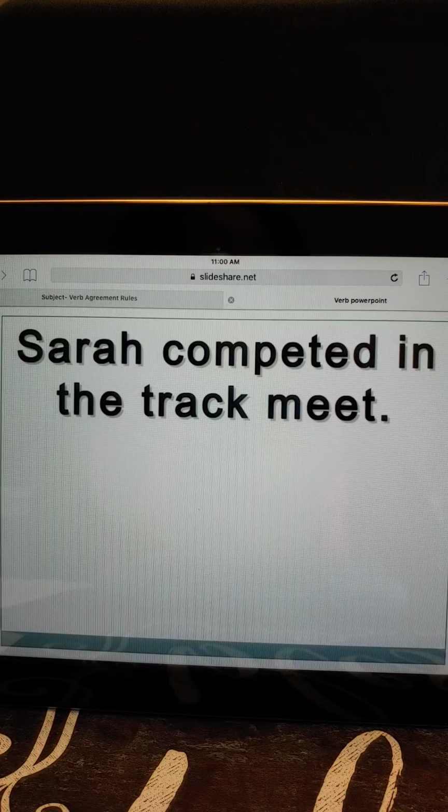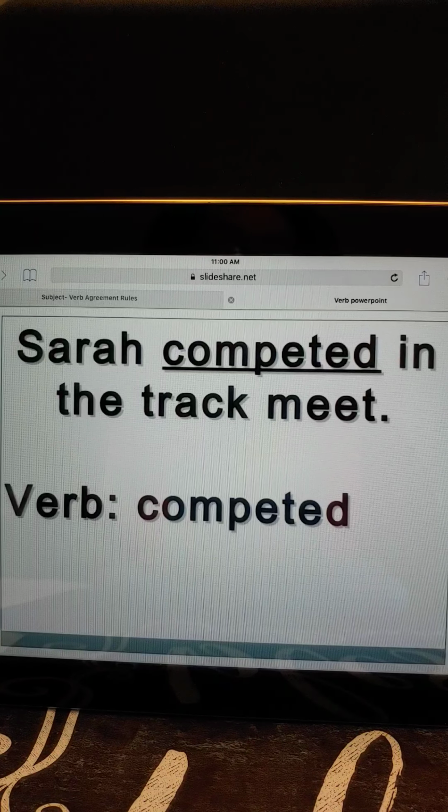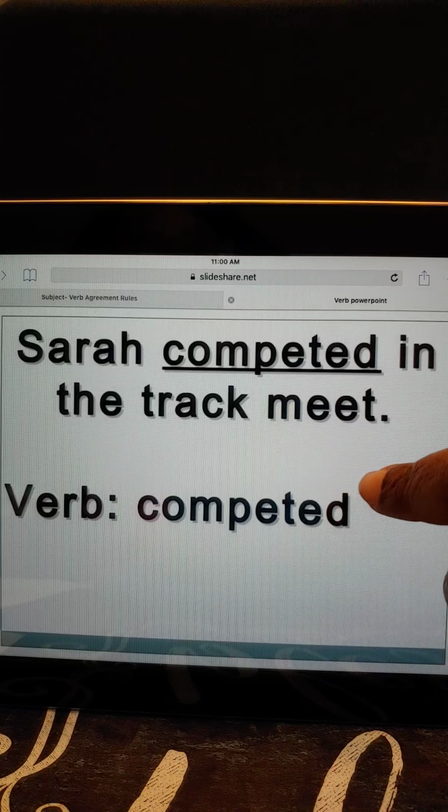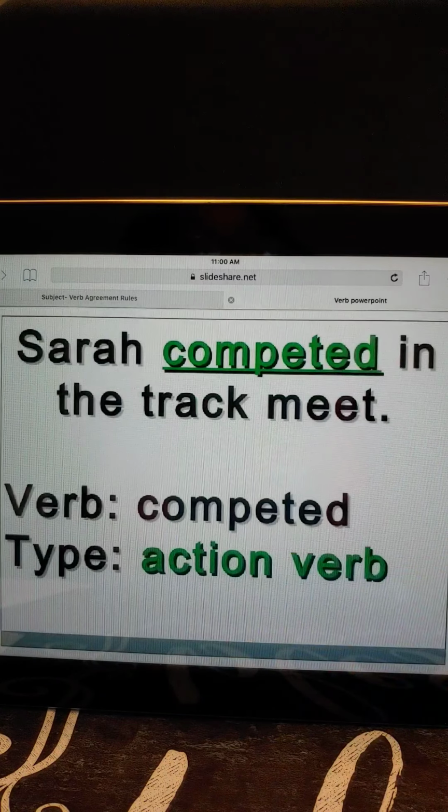Sarah competed in the track meet. So Sarah competed in the track meet, and they underline "competed," which is a verb. Now we're going to ask ourselves, is "competed" something we can actually do? Can we compete? Or would that be a helping verb? It's an action verb. So if you said action, great, because compete is something you can do. All right, Sarah competed in the track meet.